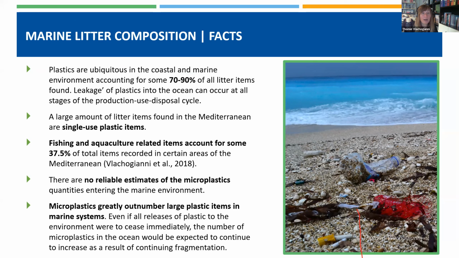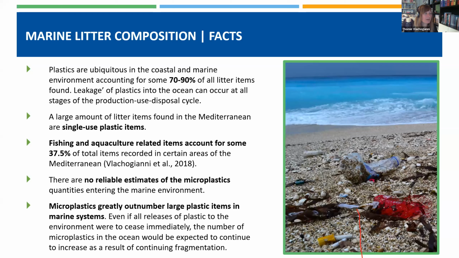So we can have at the very first phases of the production of plastics, we can have mermaid tears, for example, the pellets used for making the different plastic products. It can occur during the transport of a product that has been made, or also in the disposal phase from a consumer that irresponsibly discards a litter item in the coastal and marine environment. And in the Mediterranean, a large amount of these items are single-use plastic items, and we are going to come back to that and see exactly what these are.